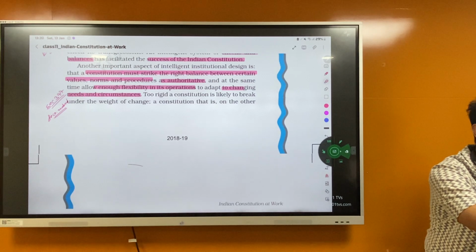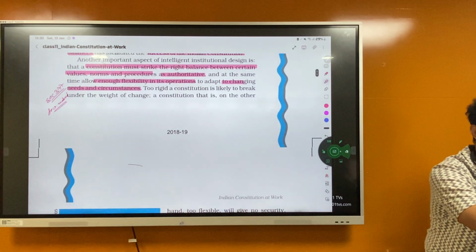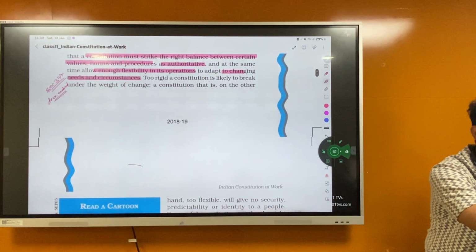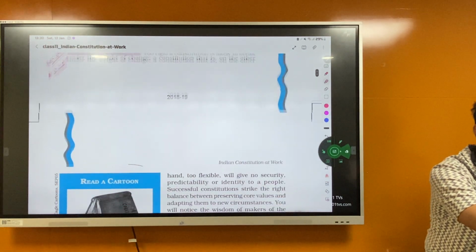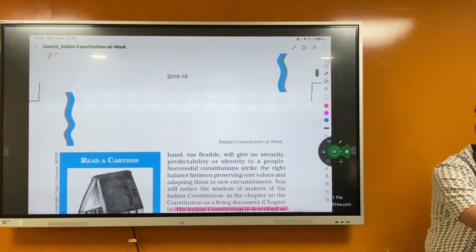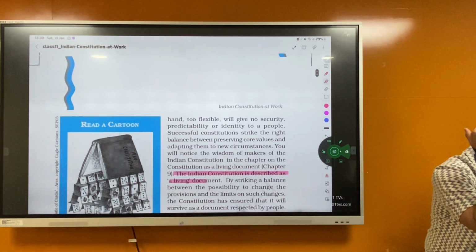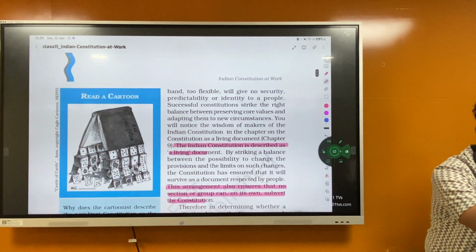Next is, too rigid a constitution is likely to break under the weight of change. It will break down, like Nepal. A constitution that is, on the other hand, too flexible will give no security, because it keeps on changing every time. It gives no predictability or certainty to the people. A successful constitution strikes the right balance between preserving core values and adapting them to new circumstances.